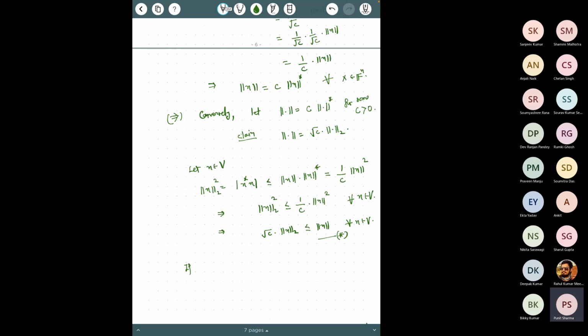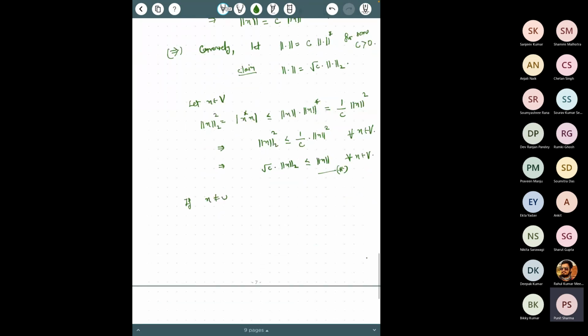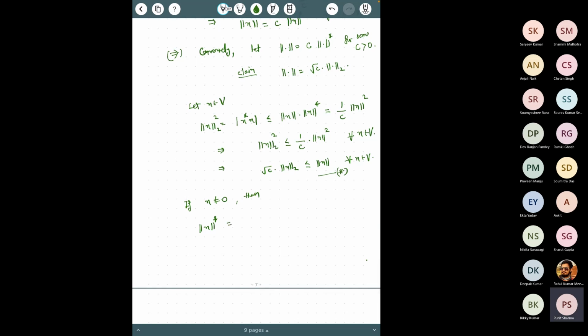Again, let us make some observation: if x is not equal to 0, then what is its dual norm? What is the dual norm of x? By definition, it is the max over all norm 1 vectors of this quantity. And also it is given to us that the dual norm of x is nothing but 1 upon c times norm of x. So we can write that this is actually this one.